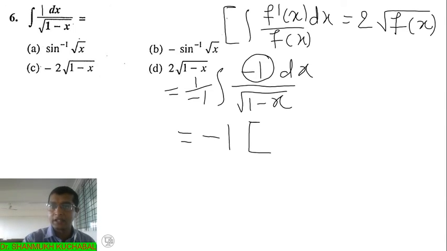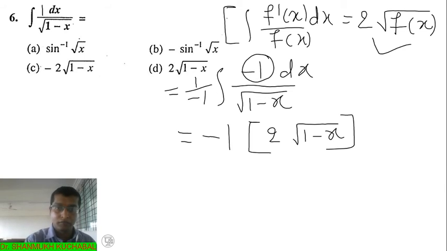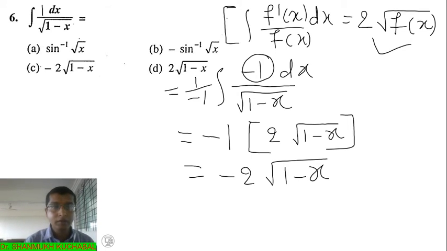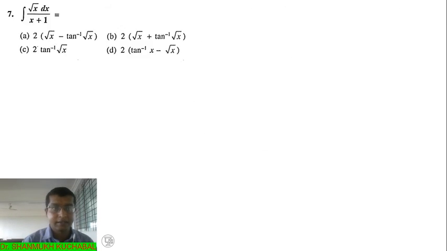Now we write an integration of this using this formula, 2 times root of f of x. So it is root of 1 minus x. So further multiply by minus 1, so we get minus 2 under the square root of 1 minus x. Therefore, we can see here that option C is the right answer. Next we will move to example number 7.